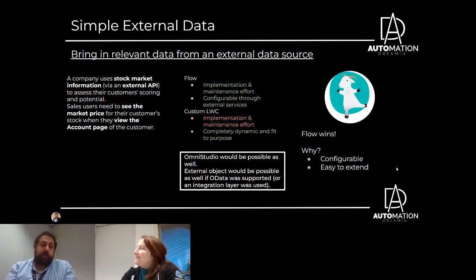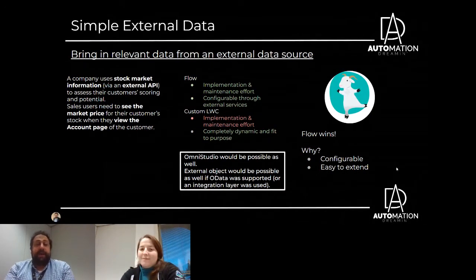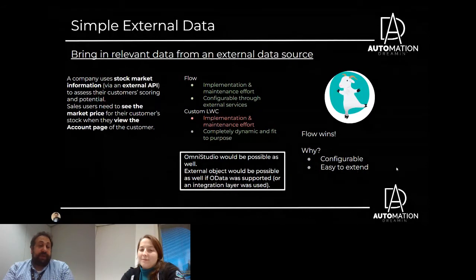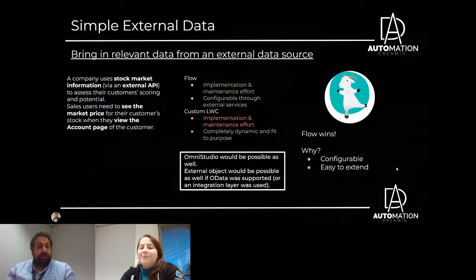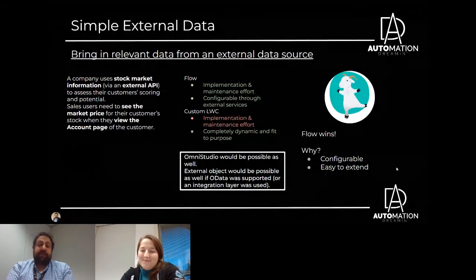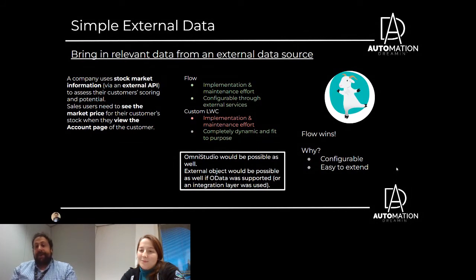So if we look at Flow, we are going to have this easy, well, easy is a big word, but low implementation and maintenance effort. And the configurability through external services is possible with Flow. So Flow really supports, via screen flow, that I can call up an API and show the necessary information that's required on my account page. On the other hand, I've got my custom Lightning Web Component where the implementation and maintenance effort are much higher. But also there, it's completely dynamic. It fits my purpose. So it would be a possibility as well.